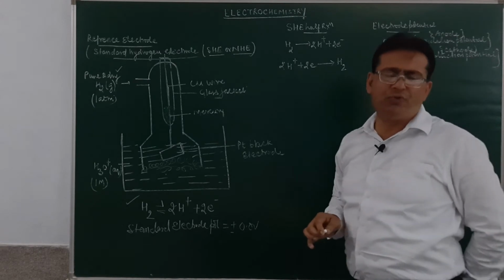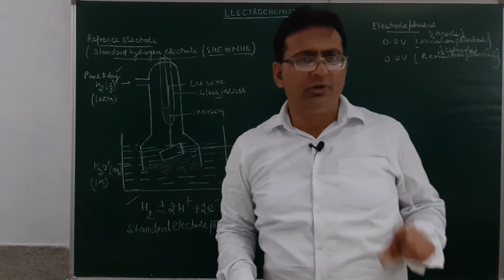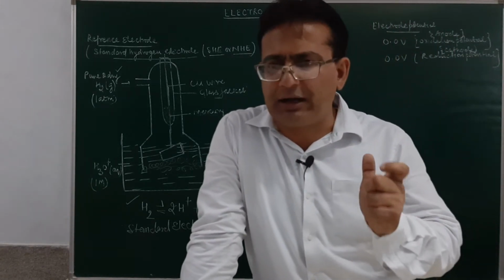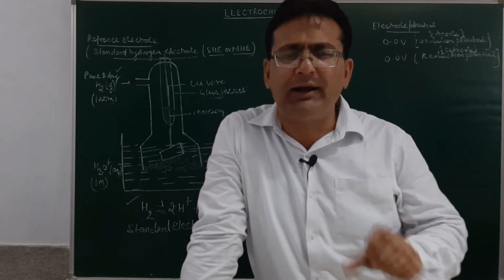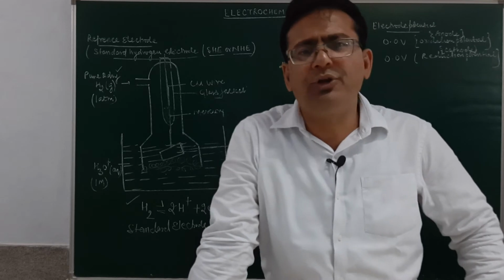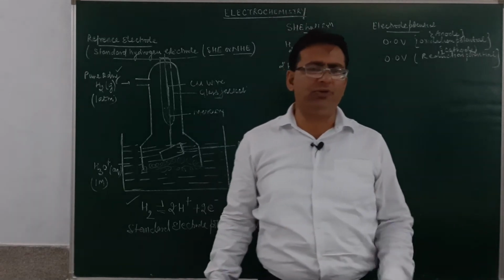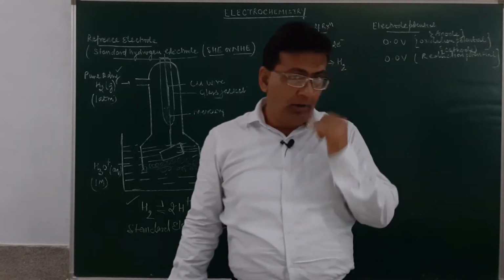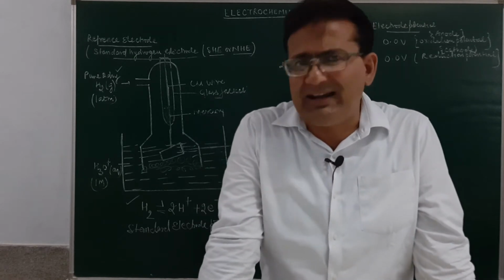I shall be very, very clear, student, over here. Just try to recollect what we are trying to do. We have to find out the electrode potential of a single electrode. And as I already told, it is not possible to determine the electrode potential of a single electrode. So how do we determine this?